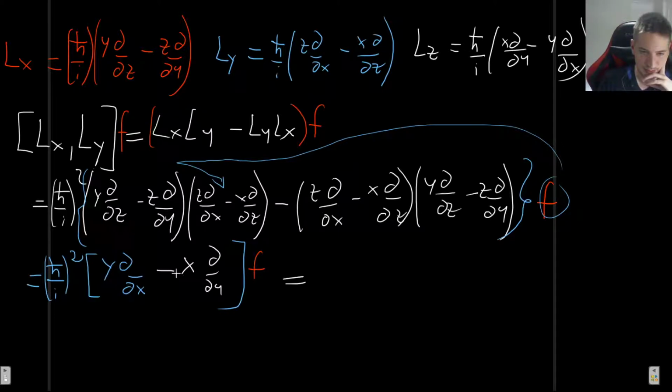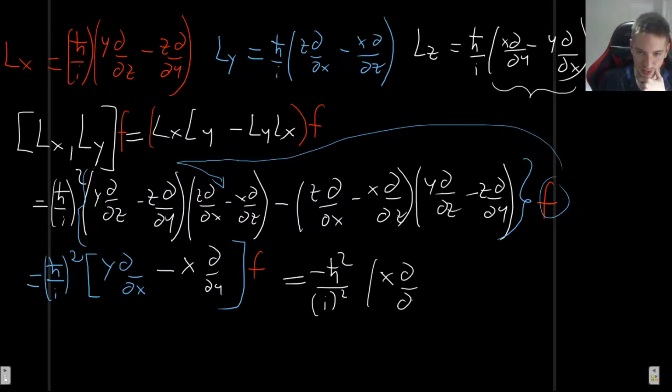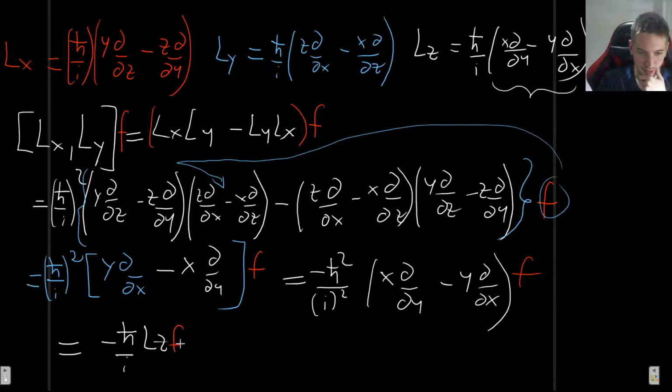This is y d/dx minus x d/dy, and take a look at what we have here for Lz. It's x d/dy minus y d/dx, which is quite similar to this, except that the signs are flipped. So let's actually factor out a minus sign. So we get minus h bar squared divided by i squared, and then I wrote it kind of weird, but it's fine, x d/dy minus y d/dx. So we can actually see now this is the same as this, except it has an extra minus h bar over i, and it still has this f. So let's now write it as minus h bar over i of Lz acting on this test function.